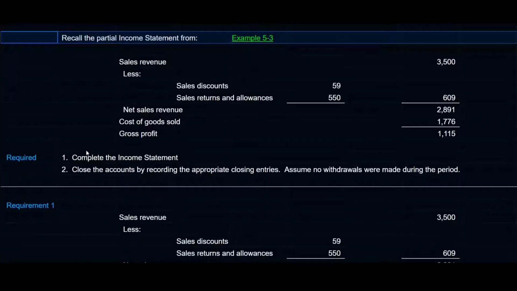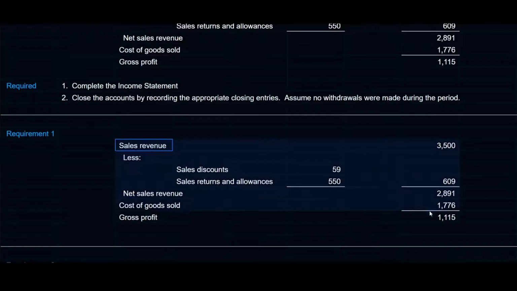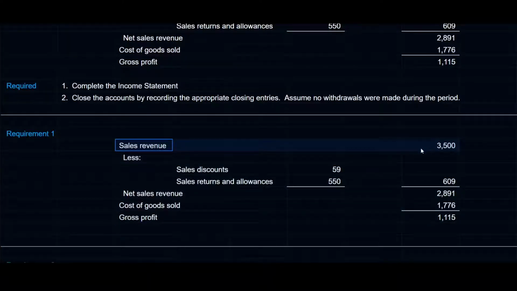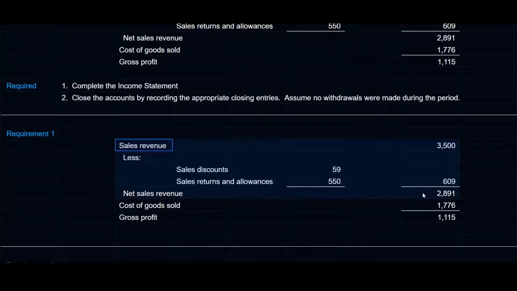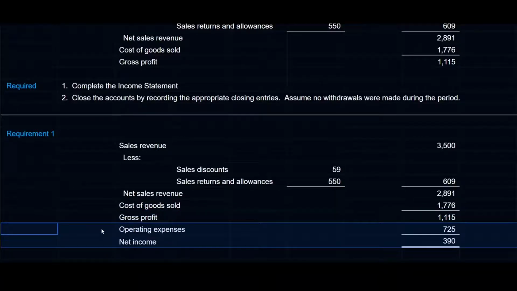Required 1 is to complete the income statement. Down here, I've copied and pasted the income statement that we completed in example 5-3. You can see here we started off with sales revenue, subtracted the contra revenue accounts, and arrived at net sales revenue. From that, we subtract the cost of goods sold and arrive at gross profit. All that's left to do is subtract the operating expenses.